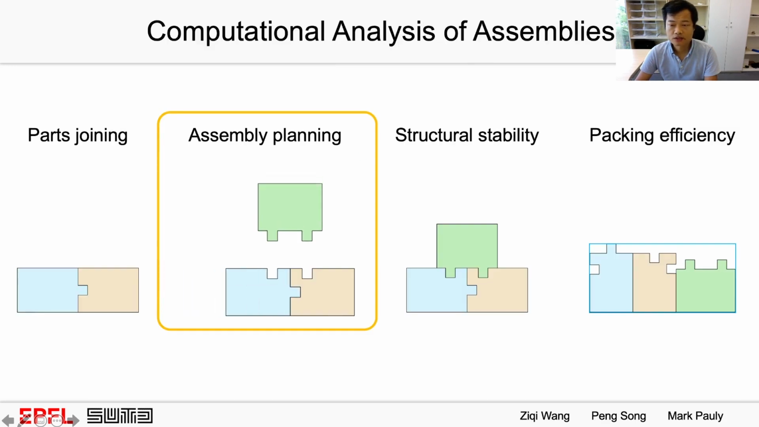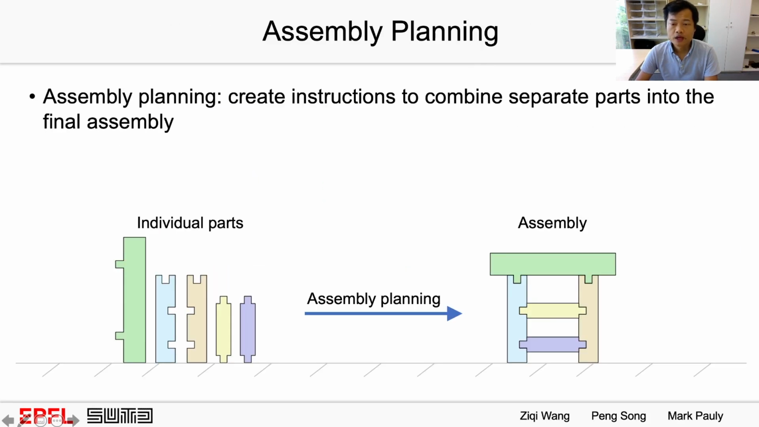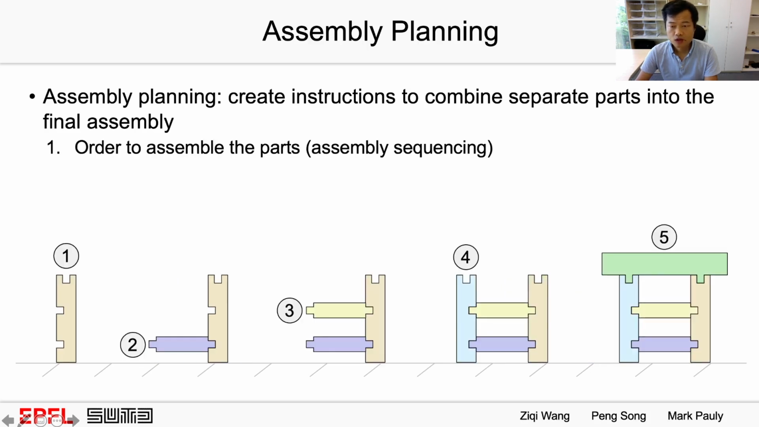Now let's move to the second aspect, assembly planning. Assembly planning is the process of creating detailed instructions to combine separate parts into the final structure. Assembly planning is widely used in automated manufacturing, robotics, and architecture. Assembly planning will output 3 sets of information for assembly. First, the order to assemble the parts, also called assembly sequencing. In this example, the order is that we first assemble the orange part, followed by the blue, yellow, cyan, and the green one.